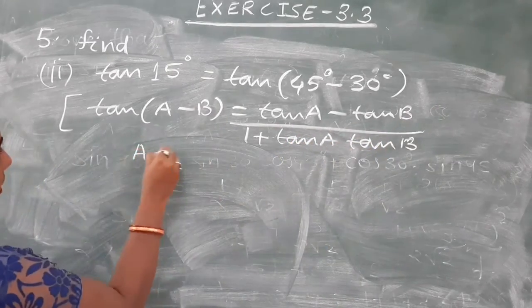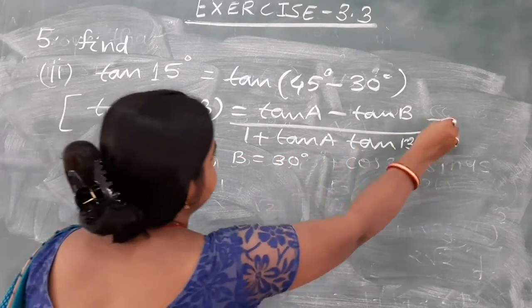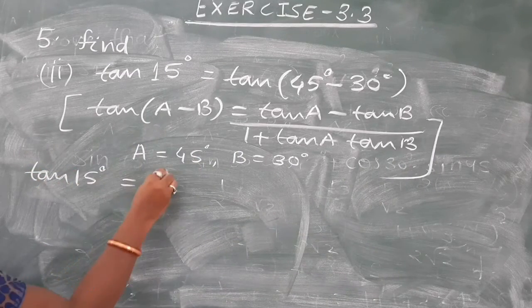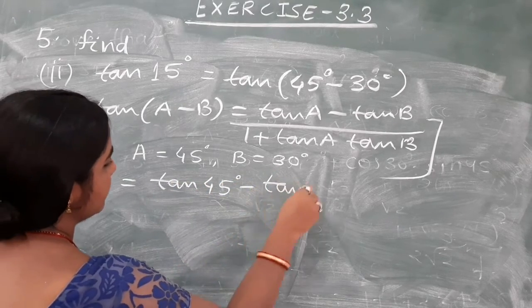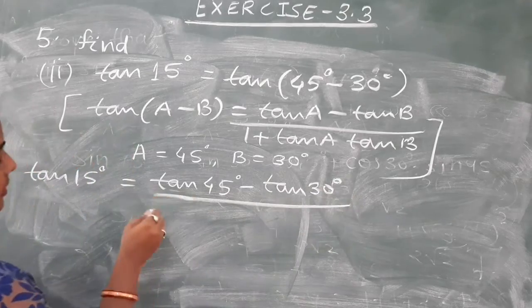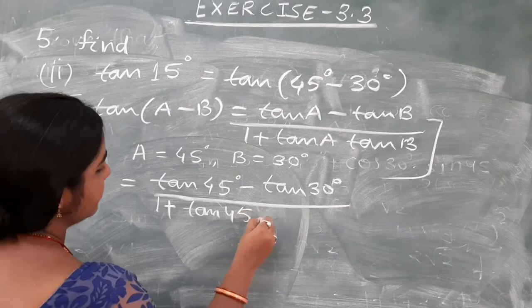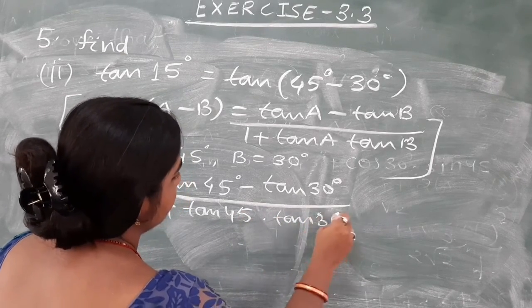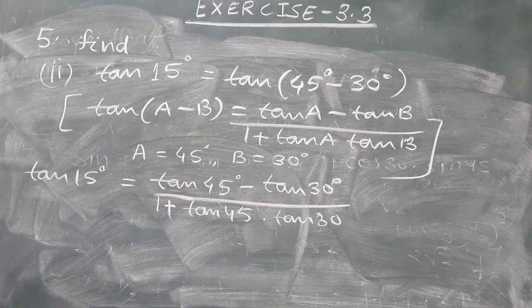Tan(A minus B) equals tan A minus tan B by 1 plus tan A into tan B. Here I am taking A as 45 degrees and B as 30 degrees. So I am applying: tan 45 minus tan 30 by 1 plus tan 45 into tan 30.